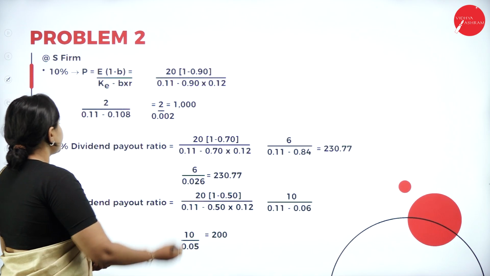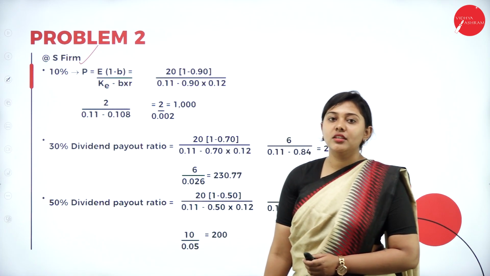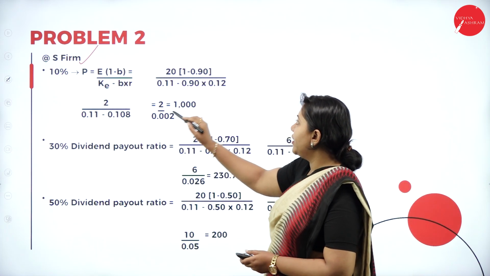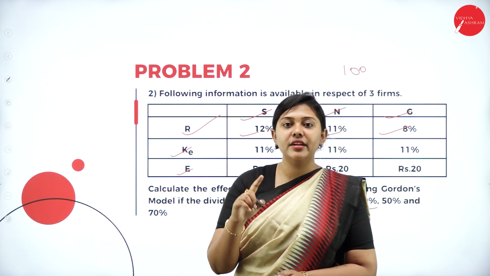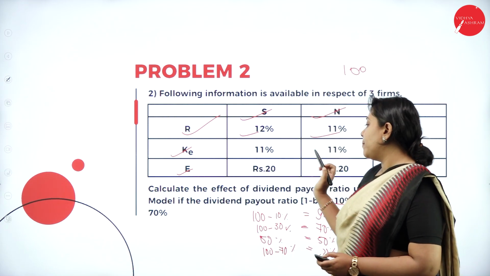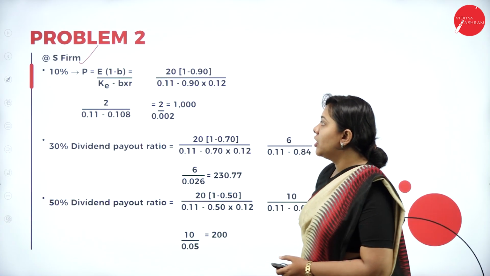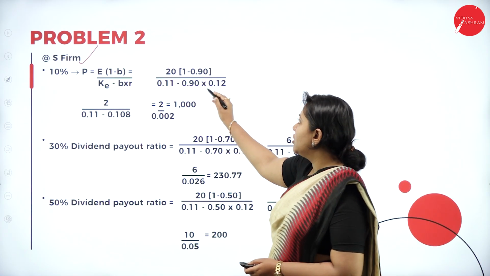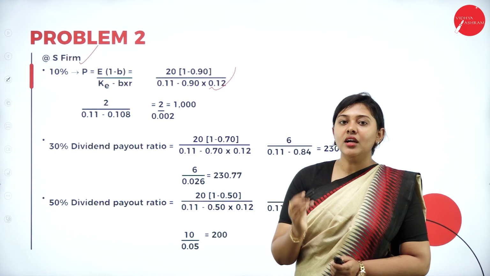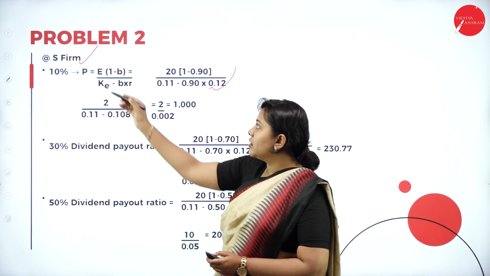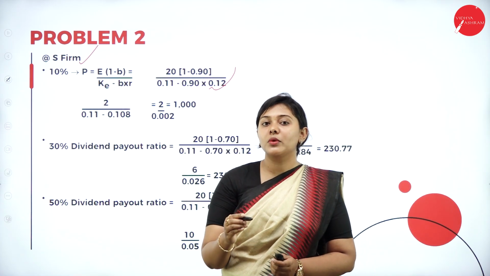Moving forward, S firm, we are taking case 1, S firm. So when the return is how many percent? When the return is 12%. First case we are taking when the return is 12%, dividend payout ratio is 10%, 30%, 50% and 70%. So that we need to calculate now for the S firm. So S firm, when the rate of return, that is your return R is 12%, we are calculating the retention ratio.